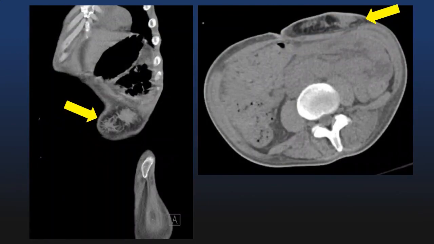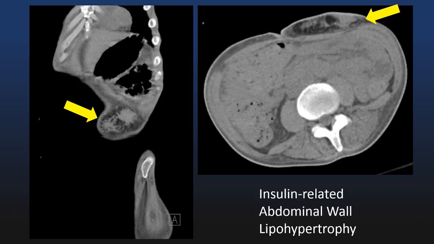At a glance, this looks very similar to that liposarcoma case in that there is an abdominal wall mass containing elements of both fat attenuation and soft tissue attenuation in the left mid-abdomen. However, in speaking with the patient, this was a site of repeated insulin injection in a diabetic patient, and this is a case of insulin-related abdominal wall lipohypertrophy. So something to keep in mind in the differential diagnosis for a fat-containing abdominal wall mass.